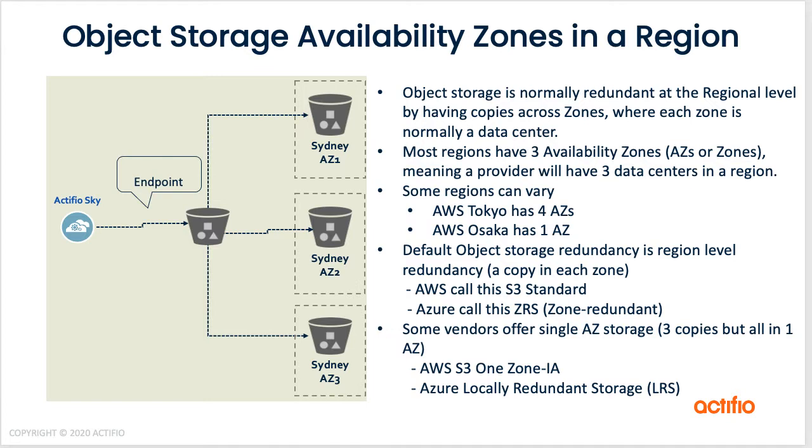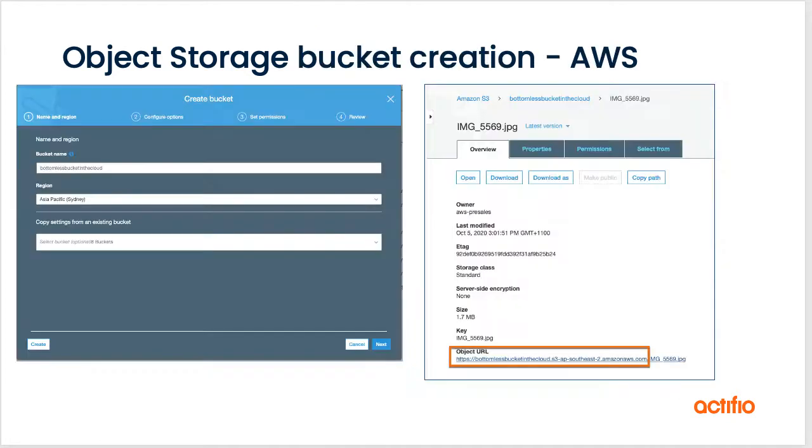But remember, what we want to talk about is availability across regions. The first thing to think about is that when you select the location for an object storage bucket, in general, you choose a region for this bucket to be created. So in this case, I'm building my bucket in Amazon. I'm calling it bottomless bucket in the cloud. I'm creating it in the Asia Pacific Sydney region in AWS. And in fact, in this case, the endpoint includes the region where I started my bucket, AP Southeast 2, which is the Sydney region.